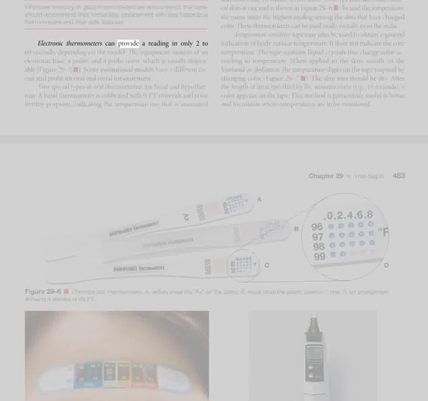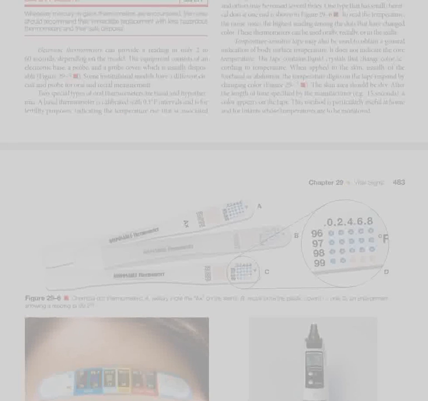Electronic thermometers can provide a reading in only 2 to 60 seconds, depending on the model. The equipment consists of an electronic base, a probe, and a probe cover, which is usually disposable, figure 29-5. Some institutional models have a different circuit and probe for oral and rectal measurement. Two special types of oral thermometers are basal and hypothermia. A basal thermometer is calibrated with 0.1 degrees Fahrenheit intervals and is for fertility purposes, indicating the temperature rise that is associated with ovulation.